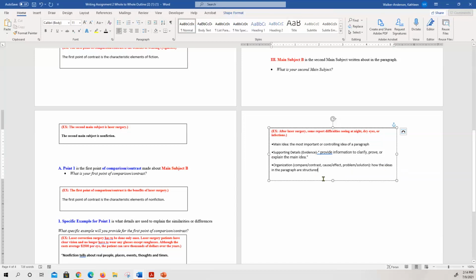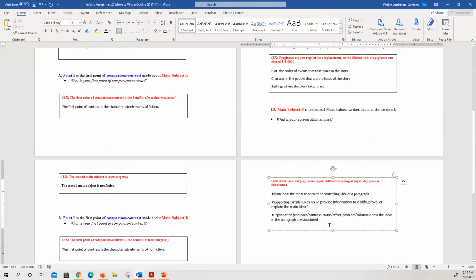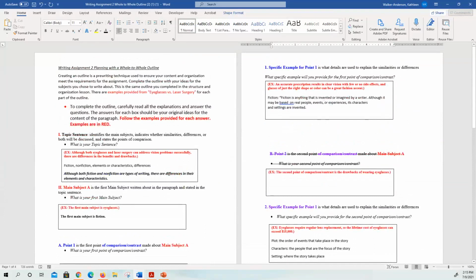Okay, so now I have a basic idea of what I'm writing about. It's not perfect, but as I put it into paragraph form and write the rough draft, it'll get better. But that's what you're doing with the outline. And like I said, you could change things if you need to.